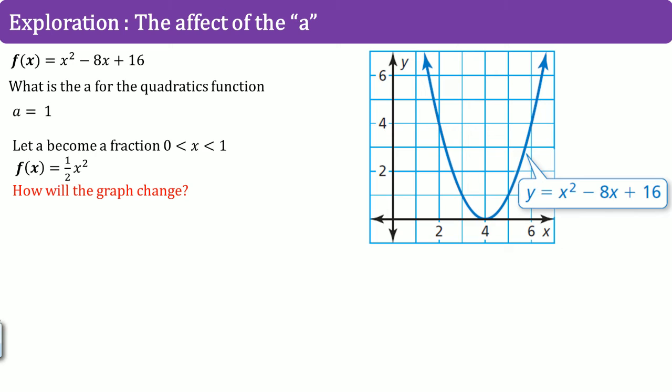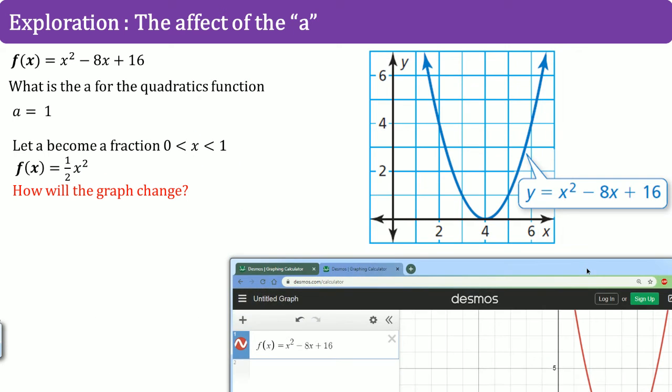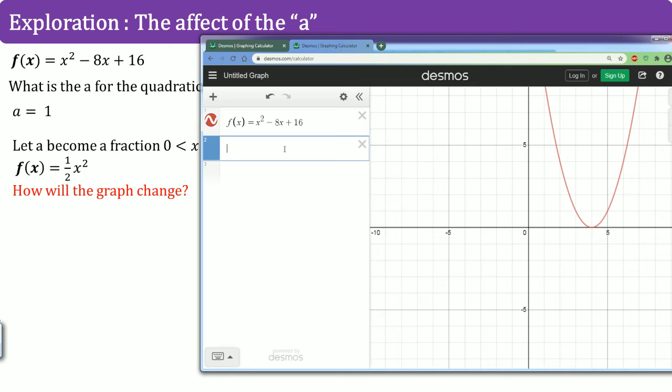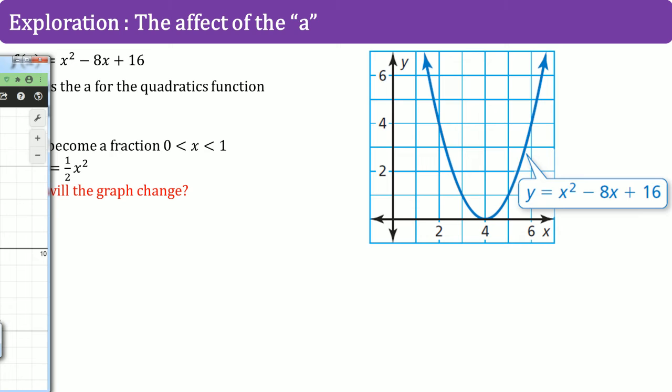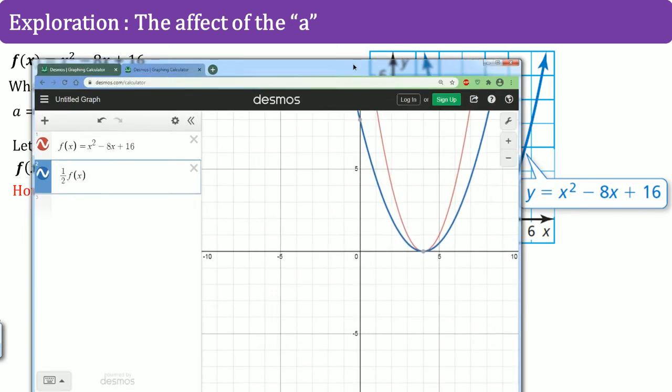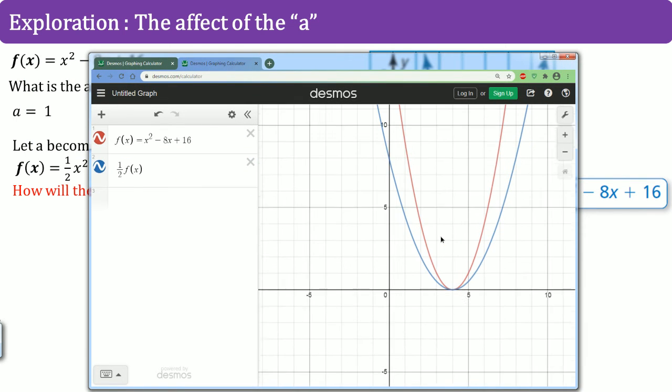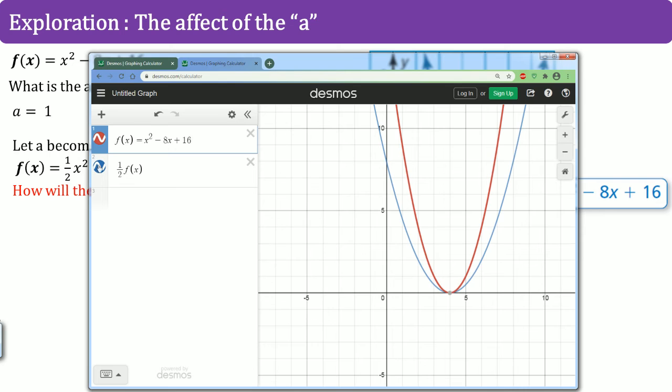Now, we are going to half that function. How would the graph change? Well, we're going to graph it. We'll 1/2 that function. Okay, we're going to see how that changed. Whoa, once we introduce that 1/2, notice it went from the red all the way to the blue. So it got what? Wider.